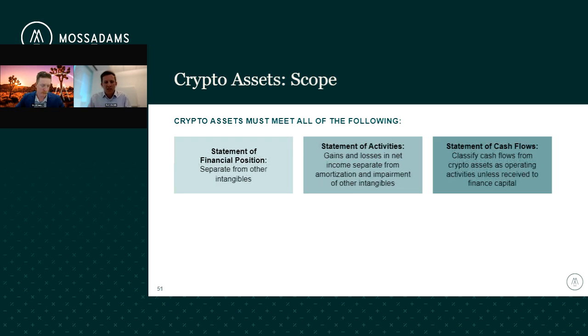So the bigger changes is that NFPs must present crypto separate from other intangible assets on the statement of financial position. Also, any gains, losses flowing through your statement of activities would be separated from other amortization and impairment of other intangibles. And from the cash flow perspective, must classify any cash flows from crypto assets as operating activities unless received in the financing capital.